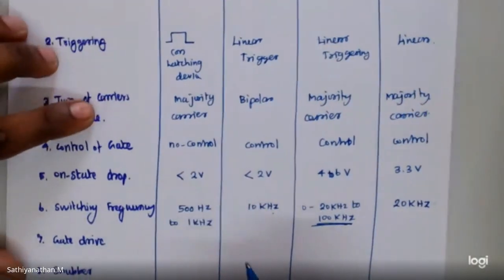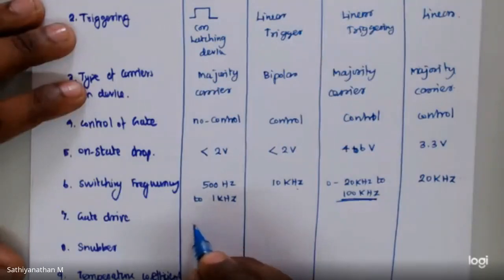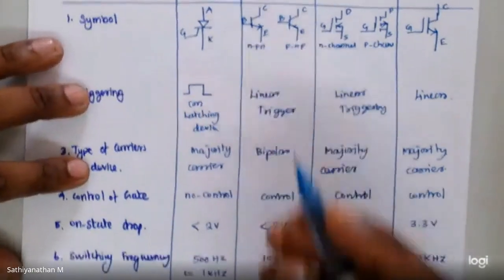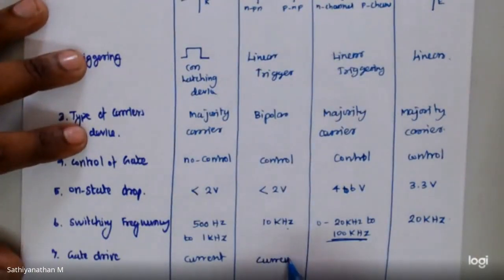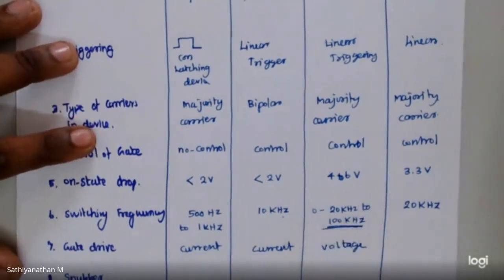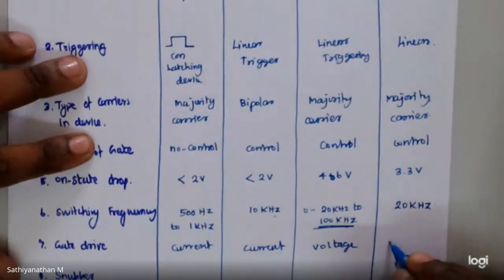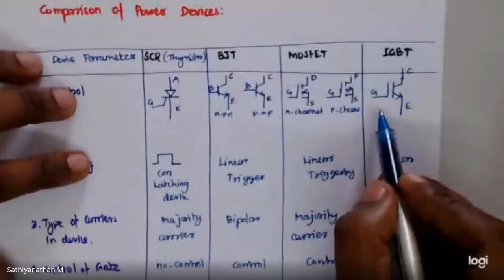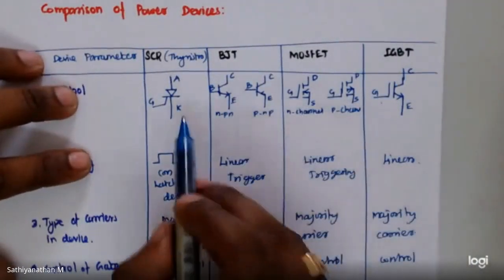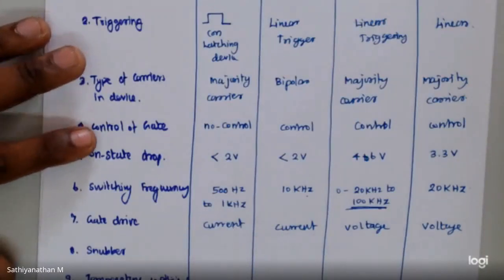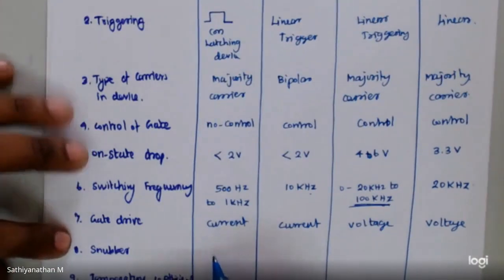So the gate drive circuits are required to control the current. So SCR is a current control device. BJT is a current control device. MOSFET requires a voltage control, right? So the gate is controlled using a voltage. So here it is a gate voltage, MOSFET is controlled by gate voltage. These two devices are controlled by using a gate current. So the driver circuit needs to control the current. Okay. So then snubber circuit.